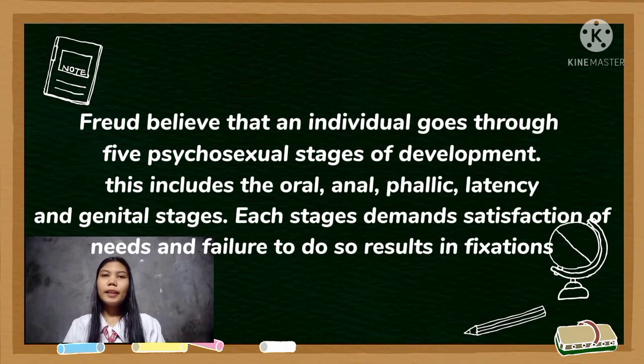Freud believes that an individual goes through 5 psychosexual stages of development. This includes the oral, anal, phallic, latency, and genital stages. Each stage demands satisfaction of needs, and failure to do so results in fixations.